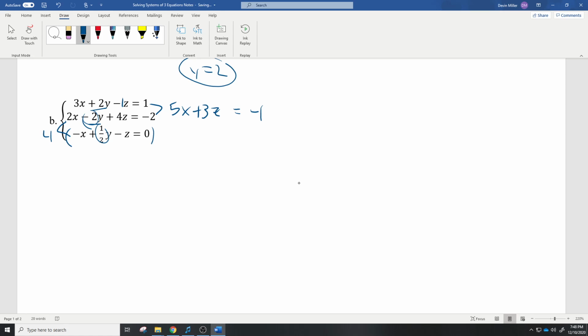And I'll probably just have to rewrite the middle one again. So I'm going to put that over here. So we have 2x minus 2y. This one's staying the same. Plus 4z equals negative 2. The bottom one will be 4 times negative x, which is negative 4x. Then we have plus 2y, which is what we wanted, minus 4z equals 4 times 0, which is 0.